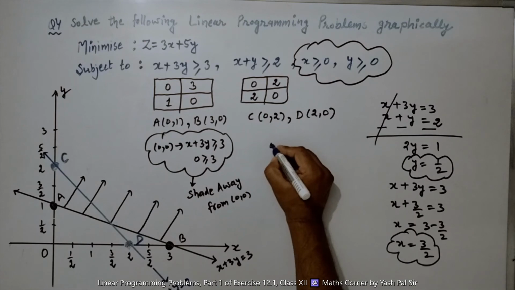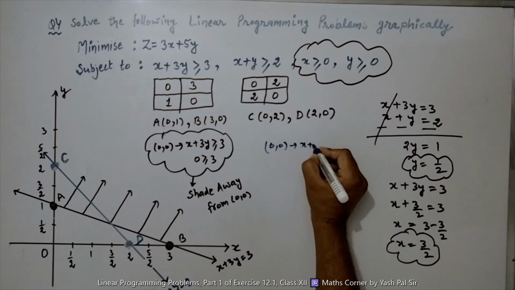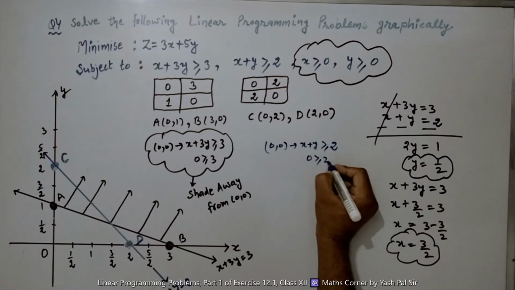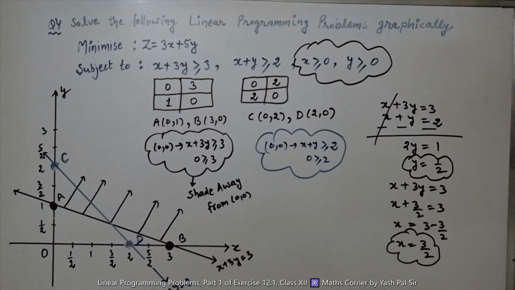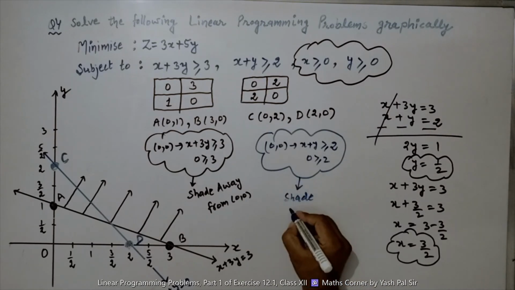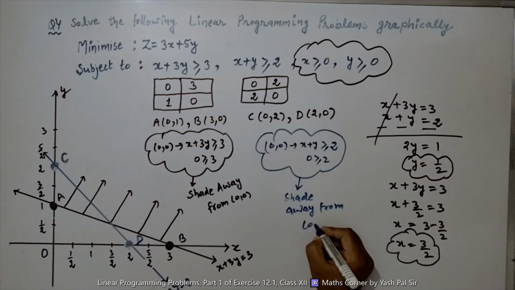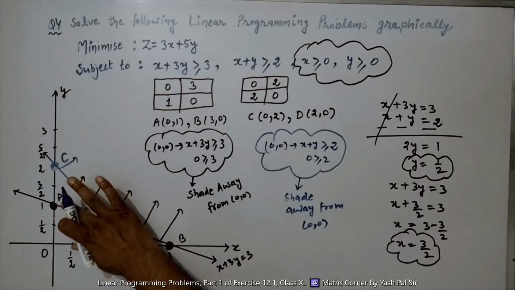Now we take 0, 0 point of this inequality, x plus y greater than or equal to 2. So this becomes 0 is greater than or equal to 2. What is the conclusion? 0 is not greater than 2. 0 is not equal to 2. So this is false. So, mean to say, shade away from 0, 0, right? So away from 0, 0 means this side.